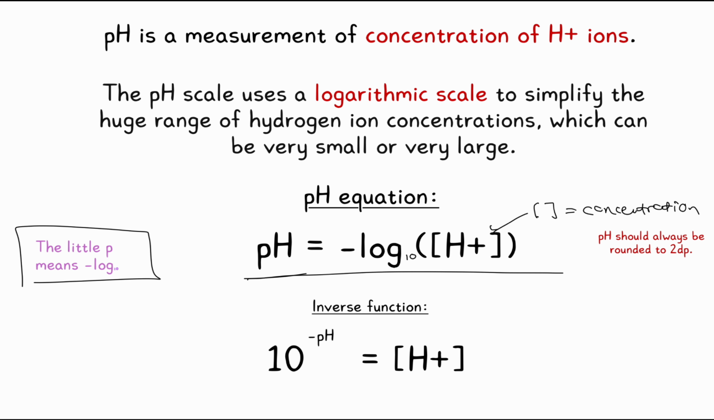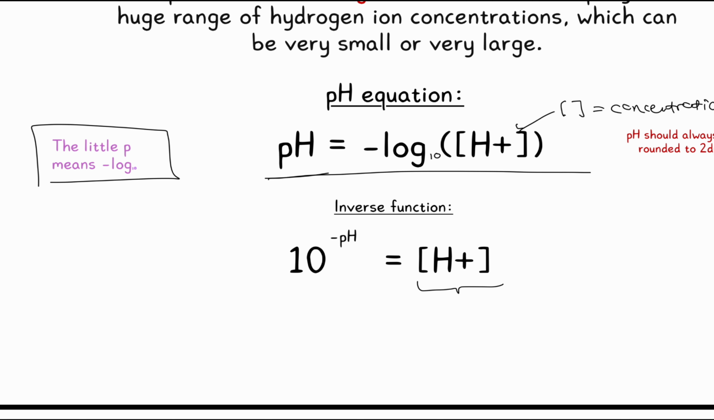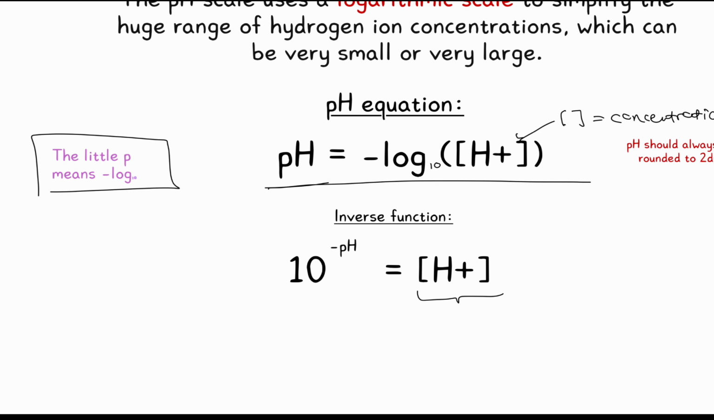Your pH should also always be rounded to 2 decimal places. It's just how chemists do it. And if you're given the pH already and you need to find the hydrogen ion concentration, you need to do the inverse function. The inverse of minus log 10 is 10 to the minus of whatever it is. So in our case, it's 10 to the minus pH, and that will equal the concentration of your hydrogen ions. We're going to be using those functions now.